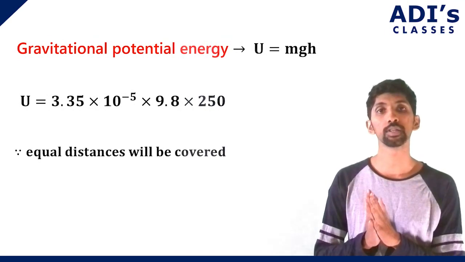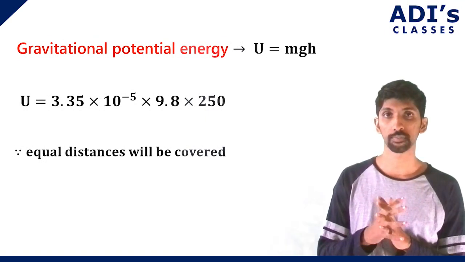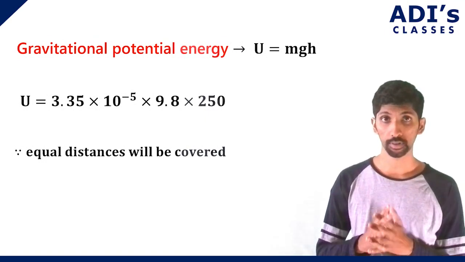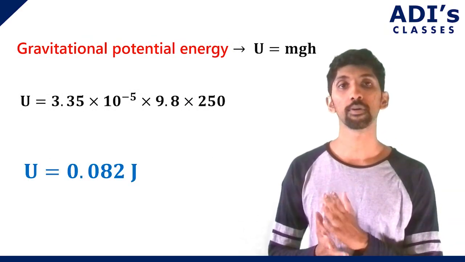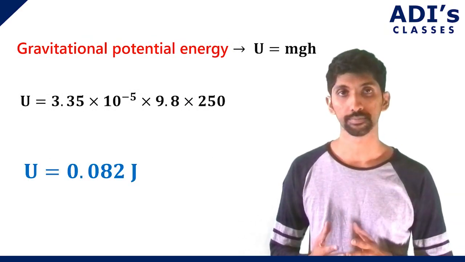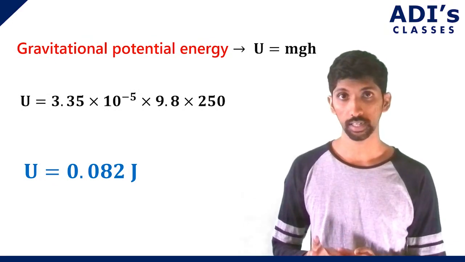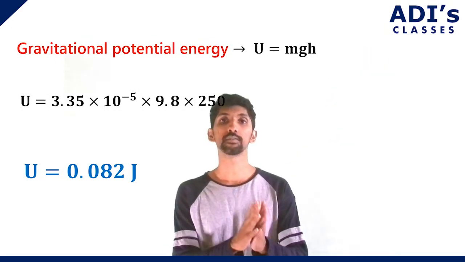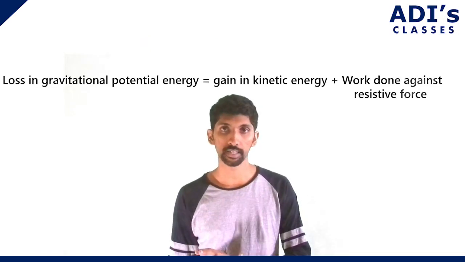So we have W is equal to mgh, which is 3.35 × 10^-5 × 9.8 × 250, which gives us 0.082 joule. Okay, now this becomes the work done, correct? Okay, now from conservation of energy, energy can neither be created nor be destroyed, correct?